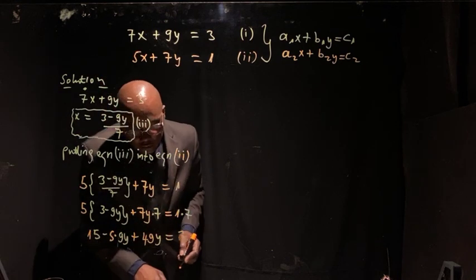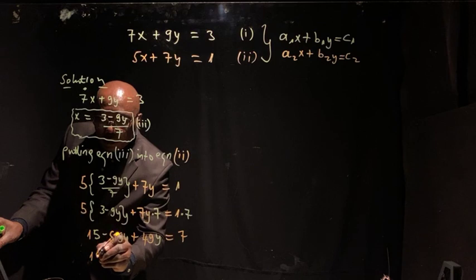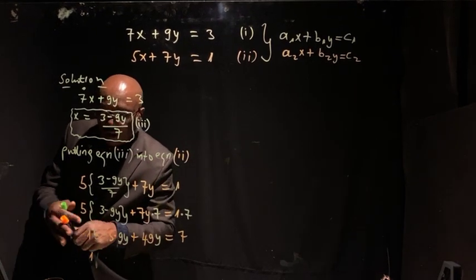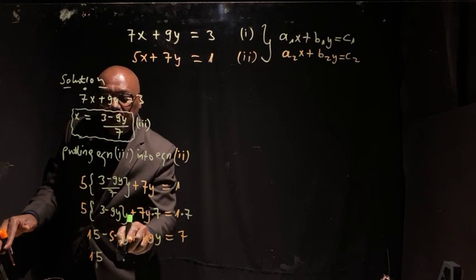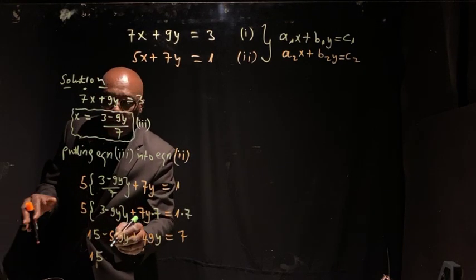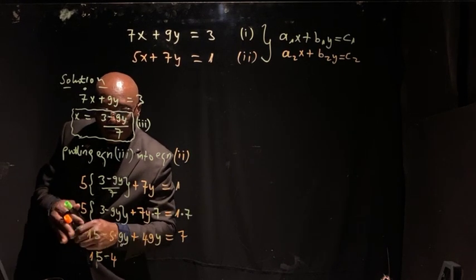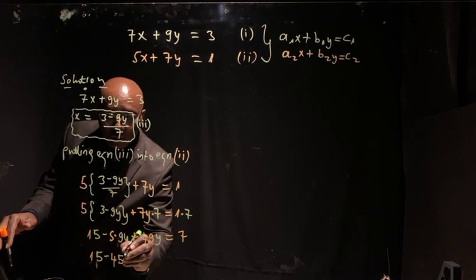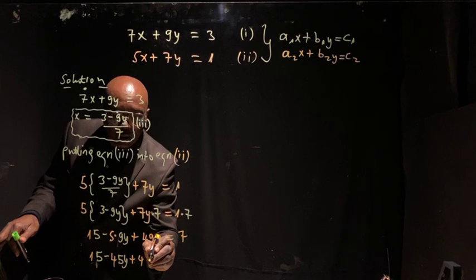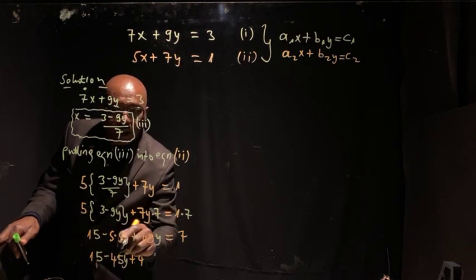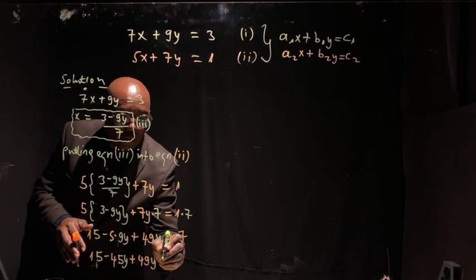Good. So you still have 15. 5 times minus 9 is minus 45, plus 49, minus 45y plus 49y equals 7.